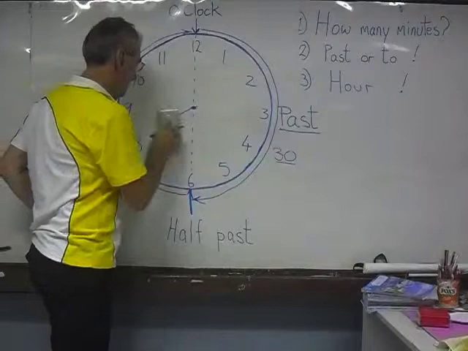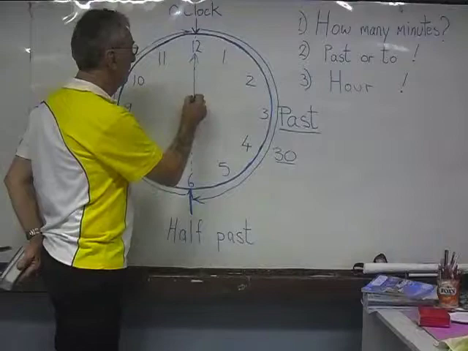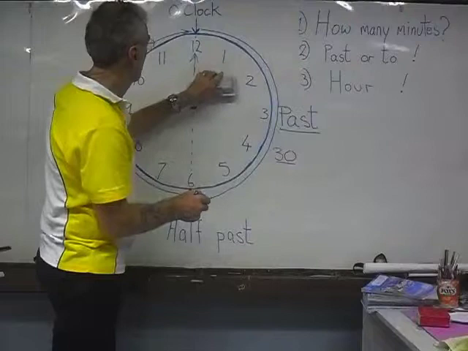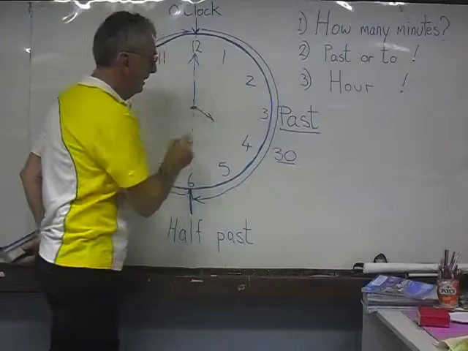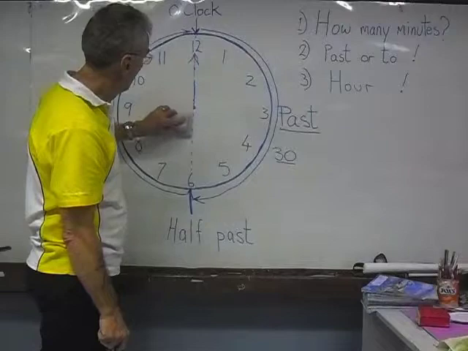A couple more. Confused? Okay, I'll help you. Both hands here. If you've got both hands directly above, o'clock. 12 o'clock. Big hand here, little hand here, pointing at the 4: 4 o'clock. 8 o'clock, etc. I think that's the easy one for you.